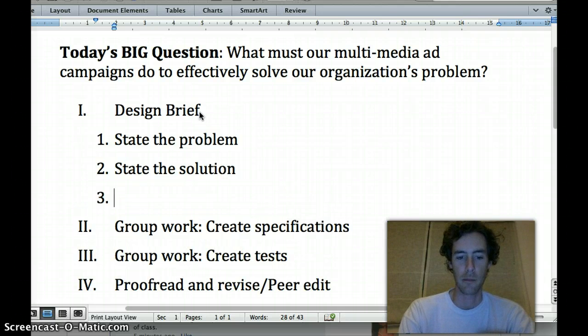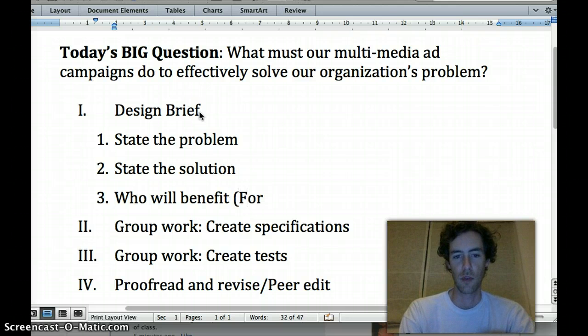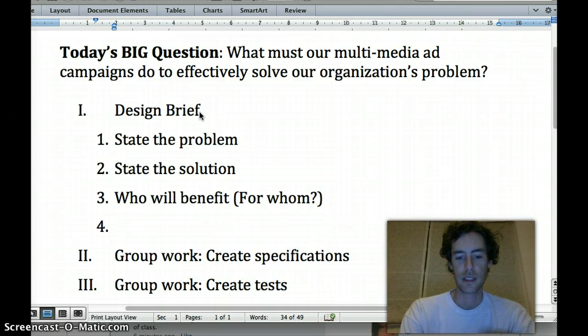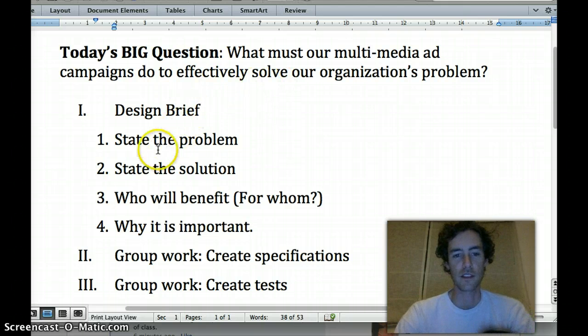You can probably repeat these with me by now. You know them by memory. Say who will benefit, right? Sometimes on the rubric we just call that for whom. And then finally, tell why the solution is important. Alright, there it is. Those are the 4 things that you want to accomplish in your design brief.